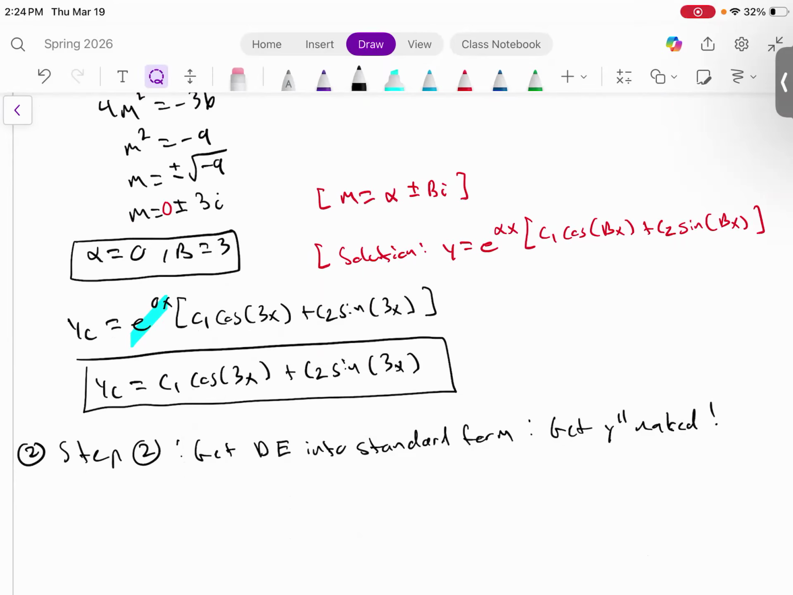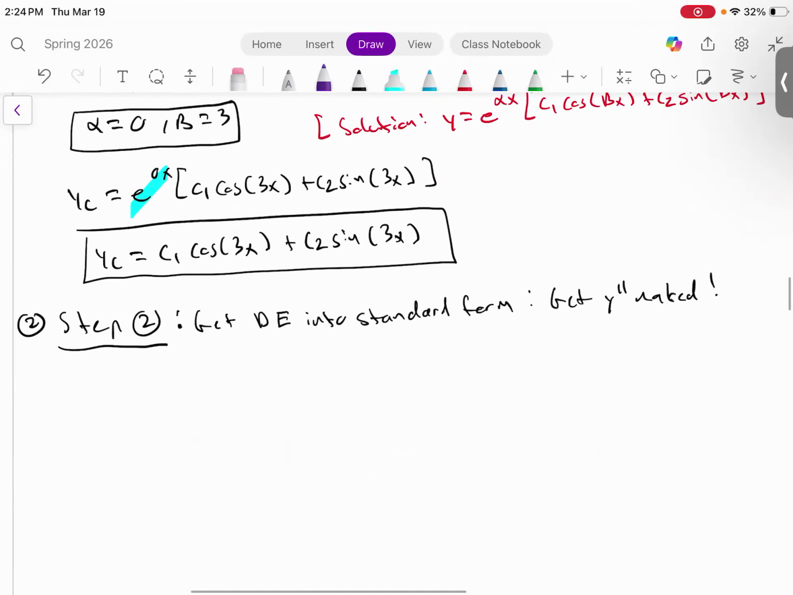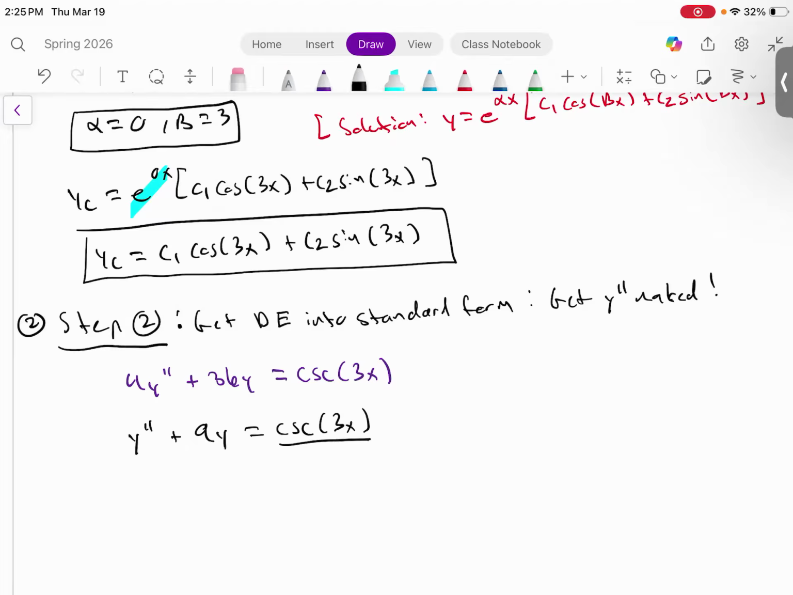All right, great. So let's go ahead and get started on that. We have our differential equation, let me just rewrite it. We have 4y double prime plus 36y equals cosecant 3x. So I want to get y double prime naked, so I need to clear out the 4. I need to divide by 4 on both sides. So my new differential equation will be y double prime plus 9y equals cosecant of 3x divided by 4.